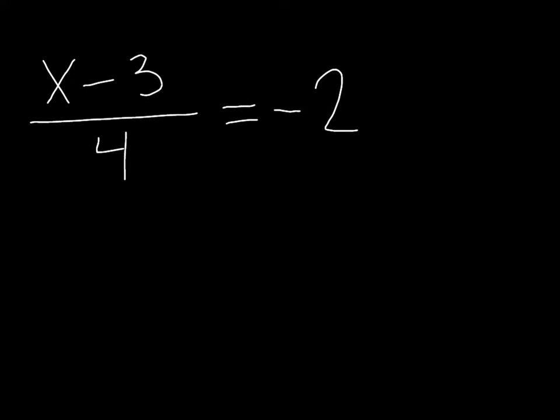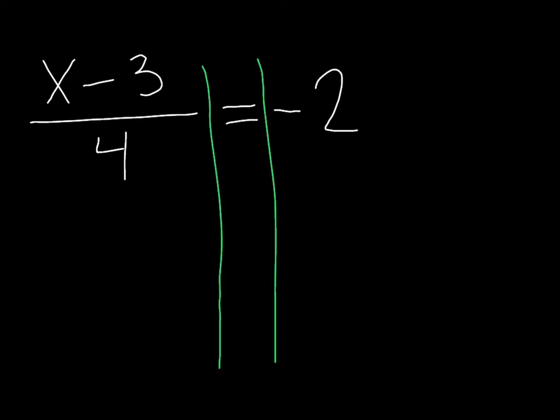Hi everyone, today we are working with I can solve two-step equations, and so let's take a look at this first one. (x - 3)/4 = -2. I don't know that answer off the top of my head, so I'm going to go ahead and draw some railroad tracks and get started.